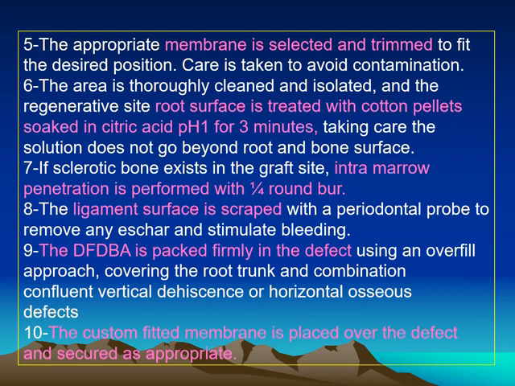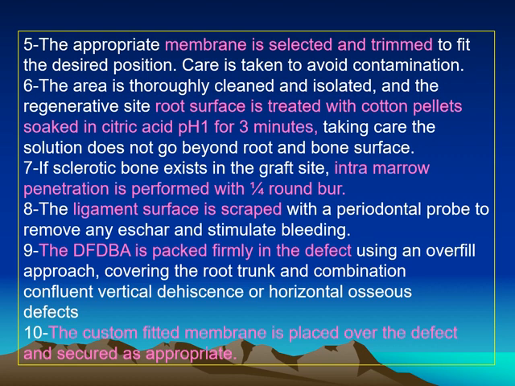The appropriate membrane is selected and trimmed to fit the desired position. Care is taken to avoid contamination. The area is thoroughly cleaned and isolated, and the regenerative site root surface is treated with cotton pellets soaked in citric acid pH 1 for 3 minutes, taking care the solution does not go beyond the root and bone surface. If sclerotic bone exists in the graft site, intramarrow penetration is performed with a round bur. The ligament surface is scraped with a periodontal probe to remove any scar and stimulate bleeding.